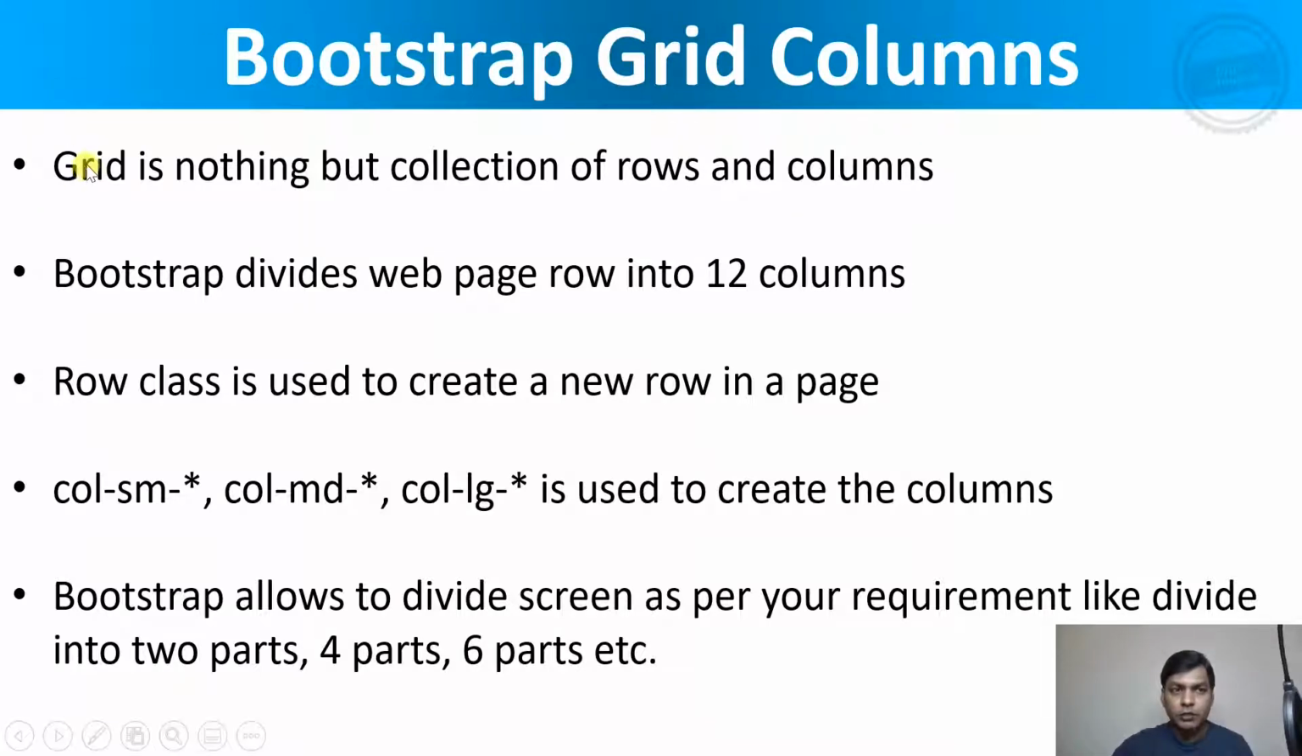So as we all know, grid is nothing but a collection of rows and columns. Row is nothing but a horizontal line and columns are nothing but vertical lines. Bootstrap divides the web page into 12 columns, and we have some different classes. The row class is used to create a new row in a page, and we have classes like col-sm, col-md, col-lg. We use these classes to create the columns.